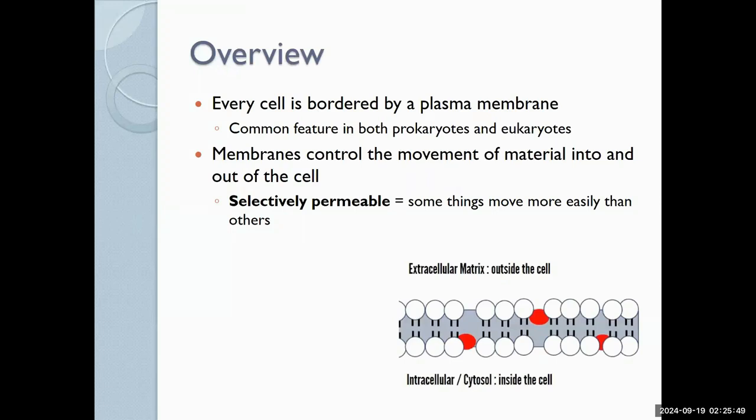Remember that every cell is bordered by a plasma membrane, that the plasma membrane is one of 4 basic structures consistent amongst all cells. The membrane controls movement of material into and out of the cell. We describe it as selectively permeable. That means some things can cross it, can permeate it, while others cannot.